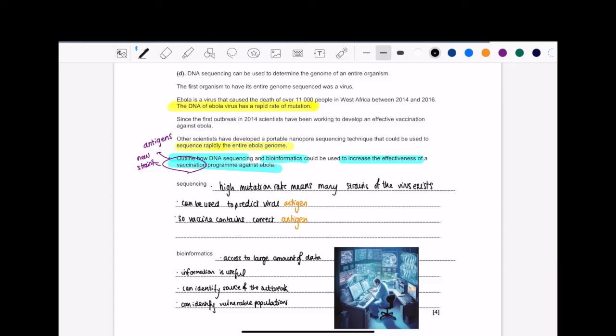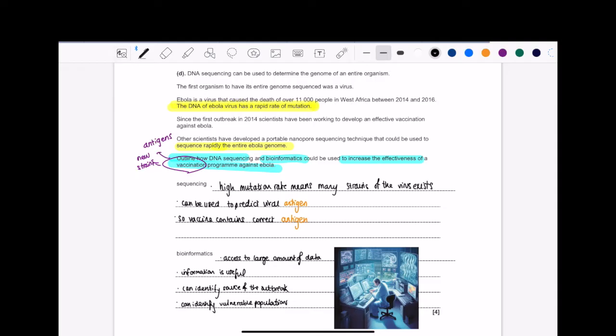So first up, we're going to read the question. It says, outline how DNA sequencing in bioinformatics could be used to increase the effectiveness of a vaccination program against Ebola. Okay, so I would rephrase this into: how is DNA sequencing and bioinformatics used to make vaccination programs? Then I would go and define each term.